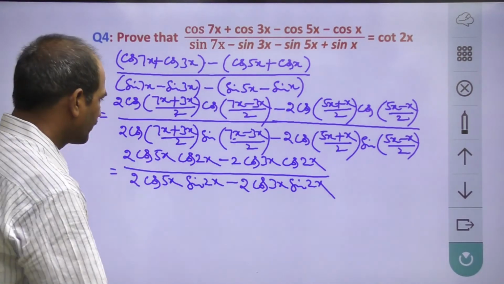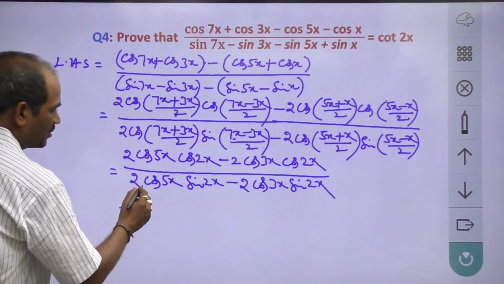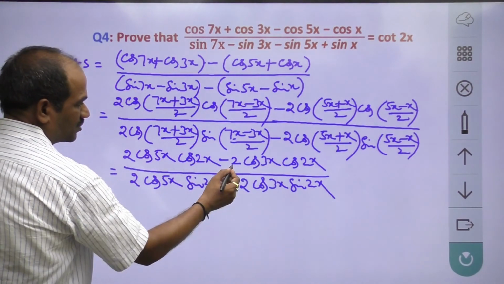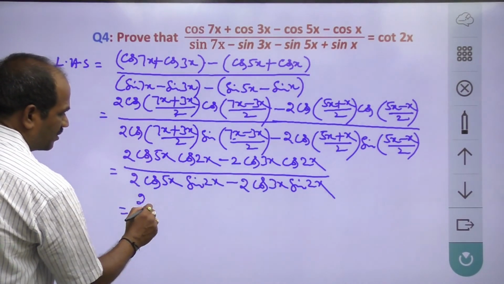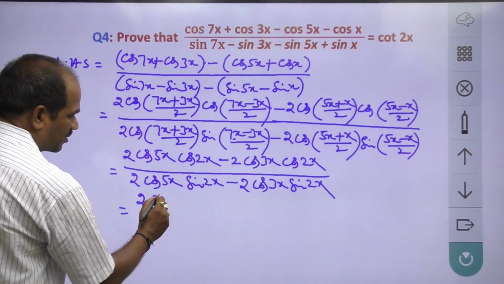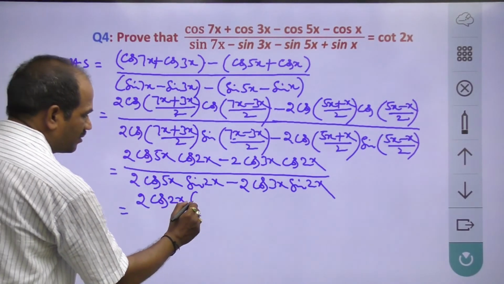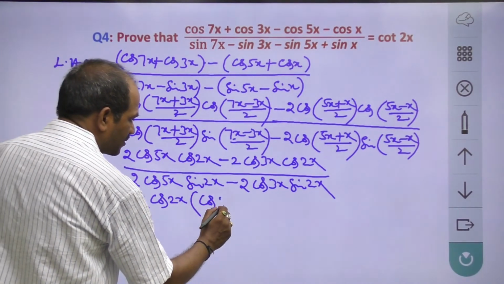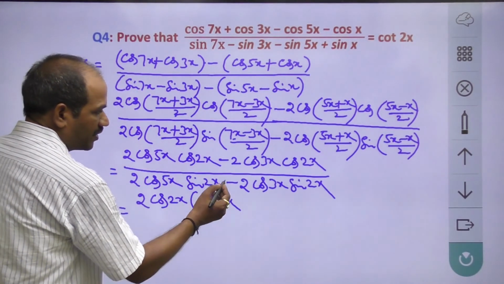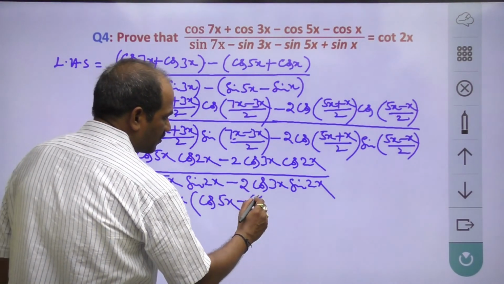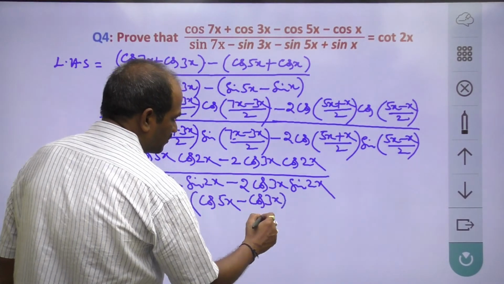Okay, right? So that is equal to, in these two terms, cos 2x is common, 2 is common. So 2 cos 2x is common, and inside we have cos of 5x minus cos of 3x.